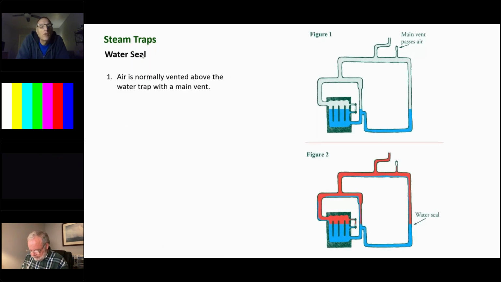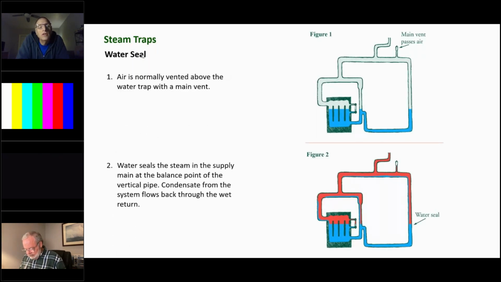So what you have here is a water seal, and generally you will only see water seals on one pipe steam systems. You can find them on some two pipes, but it's not common at all. So it's mostly one pipe steam. The air is normally vented above the water trap with a main vent. So that would be the number 75 or the Gorton that we talked about. You go to the end of the main, you'll find one or two or multiples of those, depending on how quickly they're trying to get the air out.